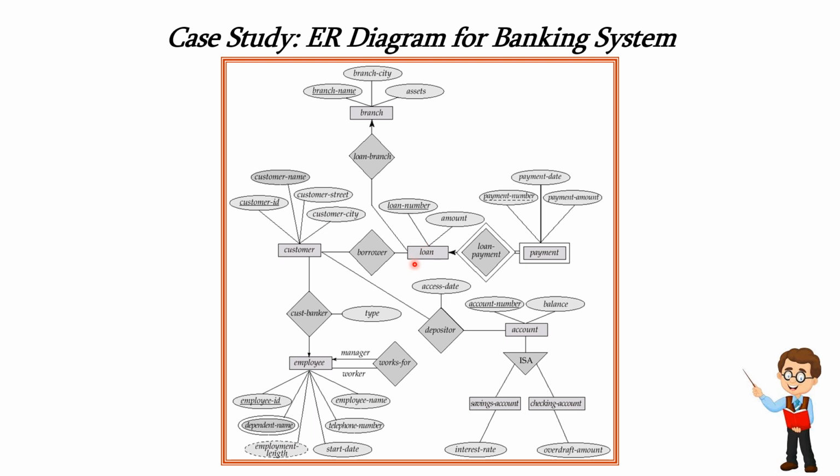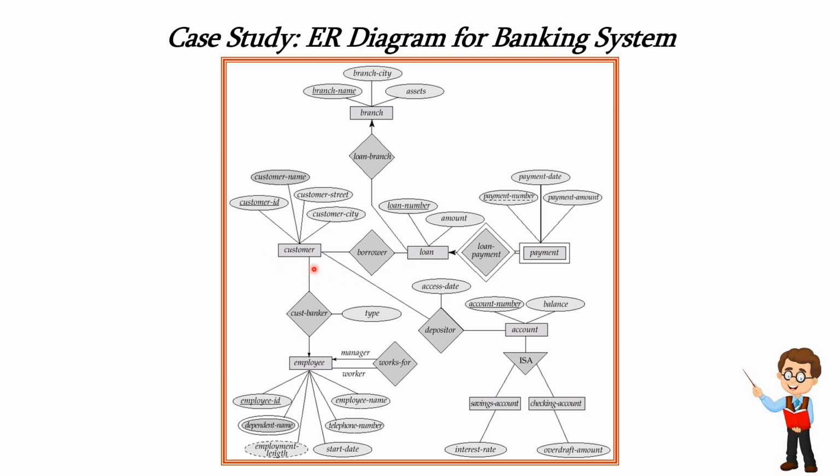But a customer might have a loan or may not have a loan, so that is indicated as partial participation. And here we have the arrowhead indicating one, so that is, one loan can have multiple payments. That is what the one to many relationship designates between these two entity sets. And loan is further connected through loan branch to the branch entity set. The branch entity set has its own attributes, branch name, branch city and assets. One branch can have many loans, so that is indicated here with a one to many relationship.